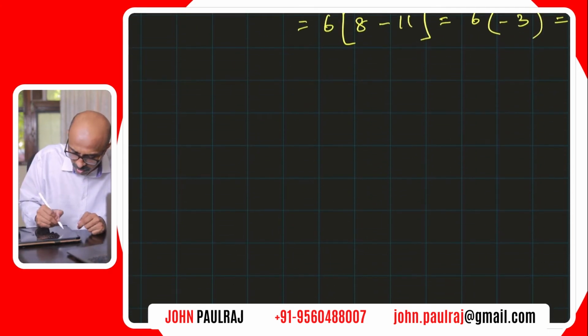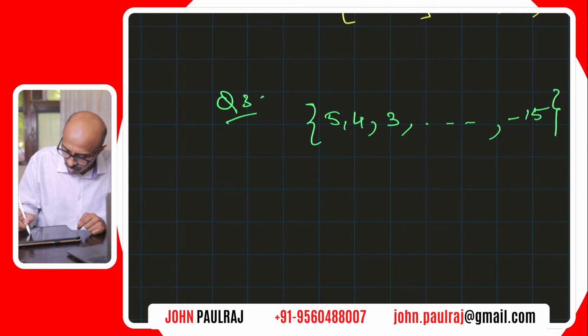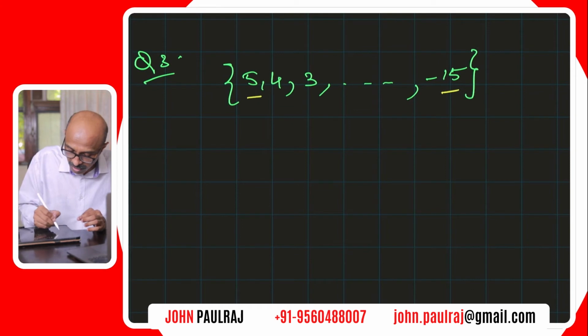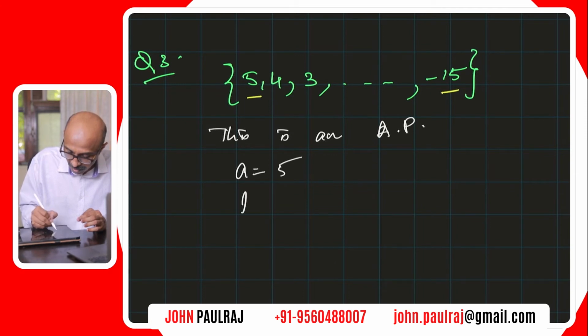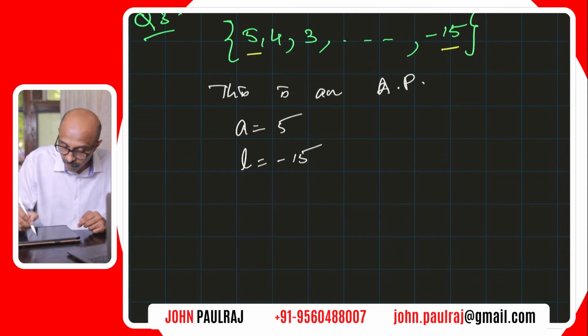I'm just going to write it down here. So this is question 3, and the sequence was 5, 4, 3, and all the way up till negative 15. We know that it's an AP. We don't know how many terms there are in the sequence. That means we don't know n, but we know what the first term and the last term are. Let's see how to do this. All right, so again, this is an AP, and you can write down the first term a is 5, the last term L is negative 15. All right, now we have to recall the formula for the nth term.